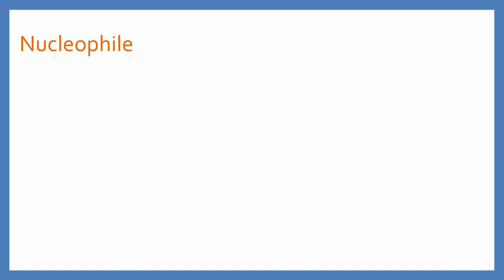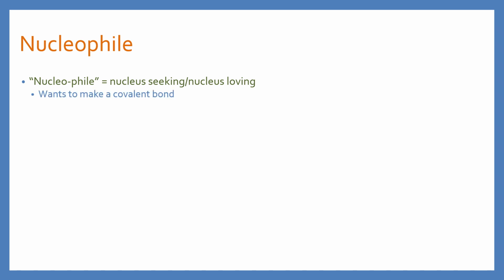Our next word is nucleophile. Nucleophile means nucleus seeking or nucleus loving. This means that nucleophiles want to make a covalent bond. They want to use their electrons to make a bond with another atom. Nucleophiles are electron dense, meaning they are electron rich, and they are the initiators in their reactions.